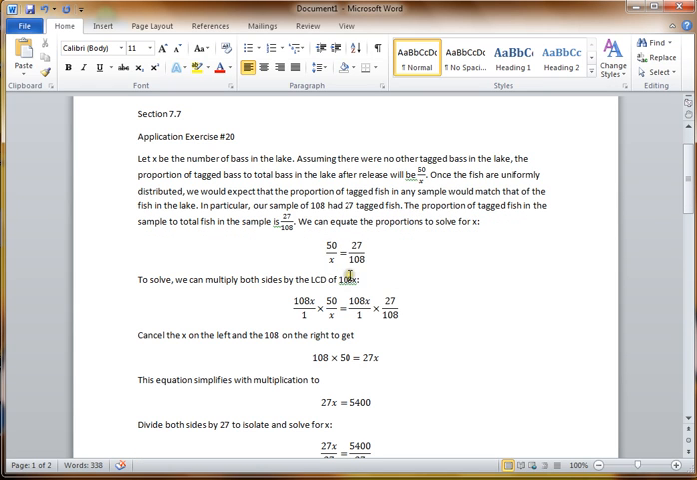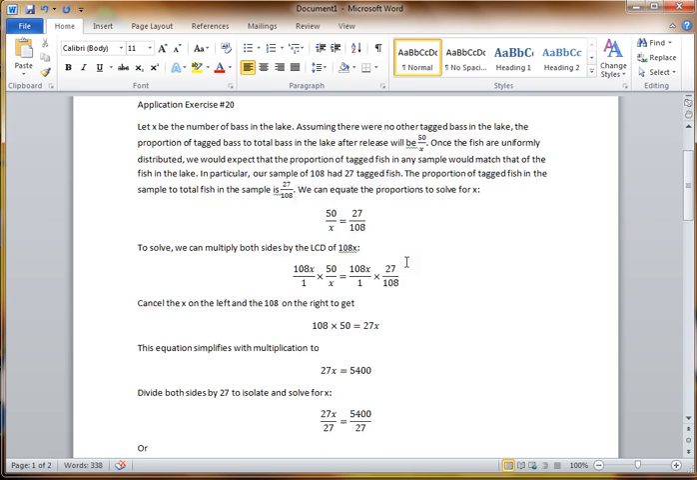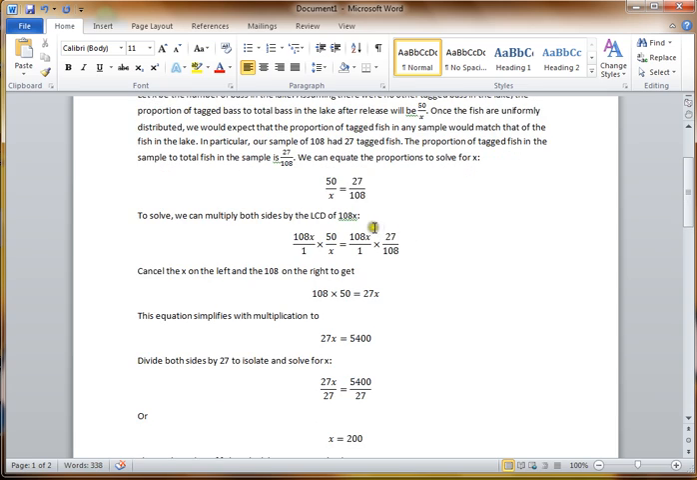So of course then the proportions of the tagged fish to those total in the lake should be roughly equivalent to the ratio of the tagged fish in our sample. It's not going to exactly equal. This is just an estimating procedure, but this is the one that we have to work with. So the rest of this is really just writing out how you solve this problem.